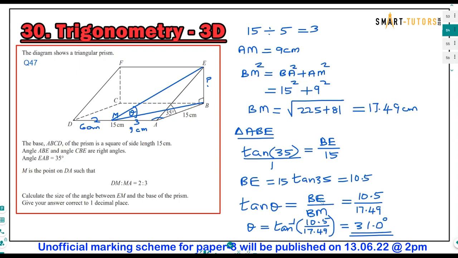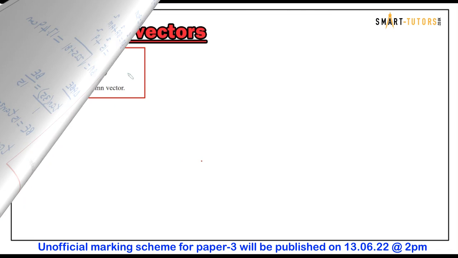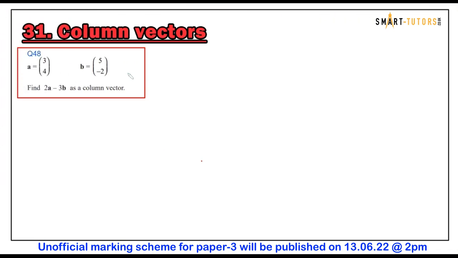That's the end of the trigonometric 3D questions. Topic number 31, column vectors. Vector A is given as 3, 4 and vector B is given as 5, minus 2. Find 2A minus 3B. As with algebra, you can write it as a 2 column vector 3, 4, minus 3 times column vector B, which is 5, minus 2.